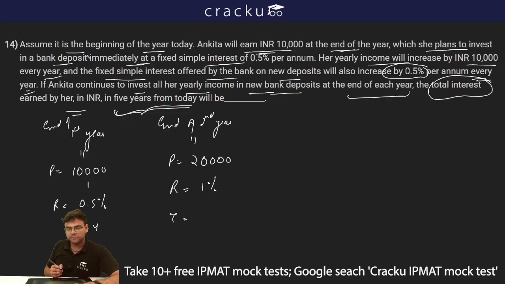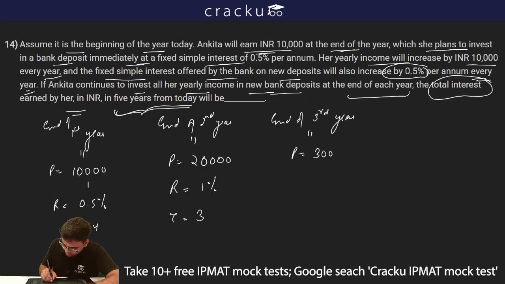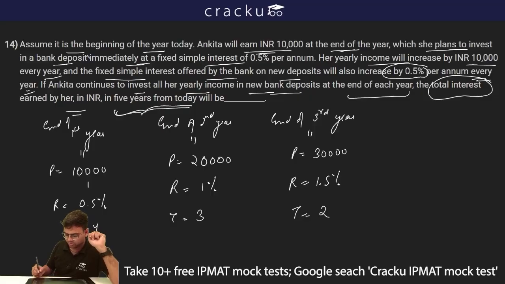And the time period, from the end of the second year to the end of the 5th year, it will be the third year full, fourth year full and 5th year. We don't have to consider the second year because this is the situation at the end of the second year. So the time period will be 3 years. Now at the end of the third year, what will happen? The principal amount will be 30,000 because again her income is increasing by 10,000. The rate of interest is also increasing by 0.5% per annum, so this will become 1.5%. And the time period, since it is the end of the third year, she will have the fourth year and fifth year, only 2 years, so t is equal to 2.